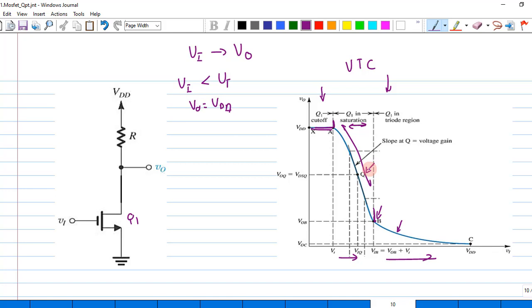One question is why the slope has suddenly been reduced, and the other question is why this particular spot, which has been marked as VOC, is not exactly equal to 0. I think the answer to this was discussed in the last class, but I still want to recollect both these points. Why does the slope get reduced? What happens to the value of VGS when you have somewhere here?